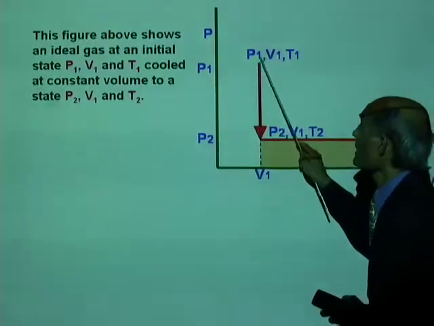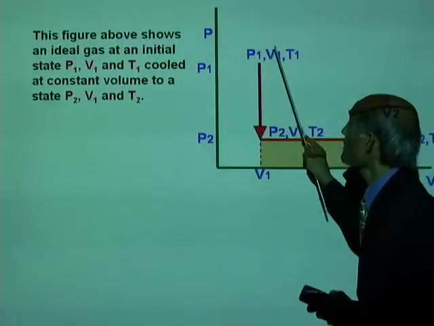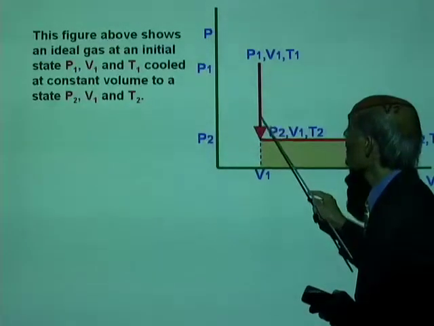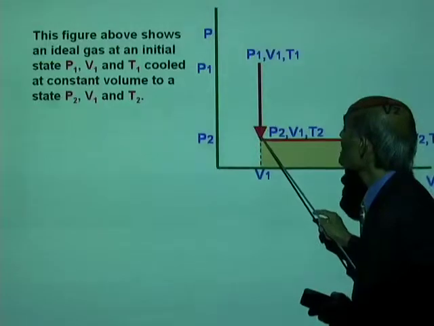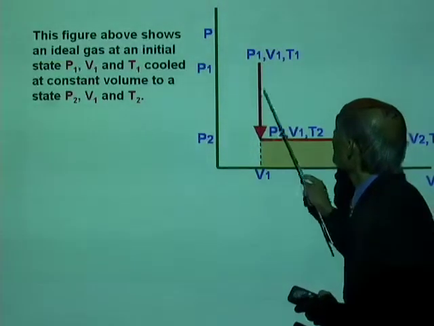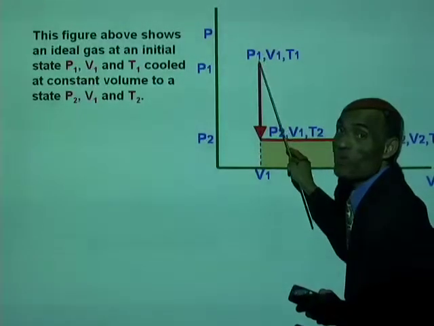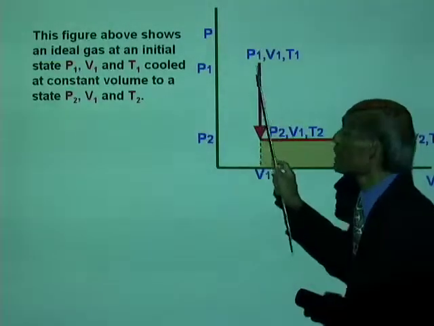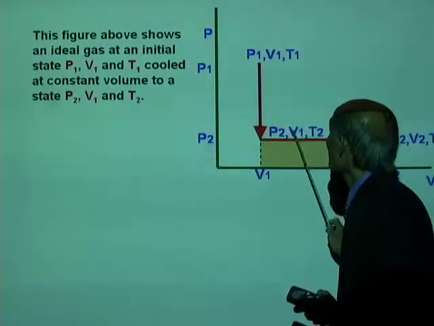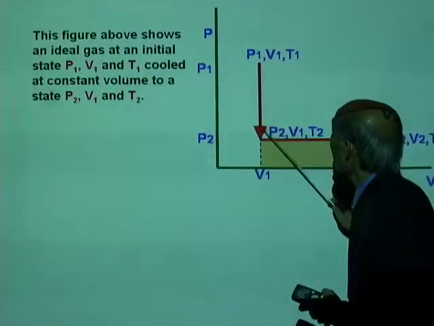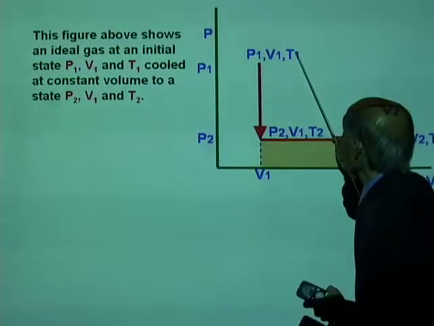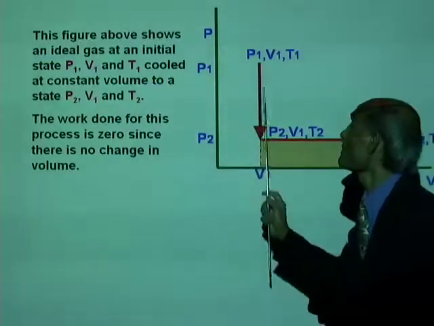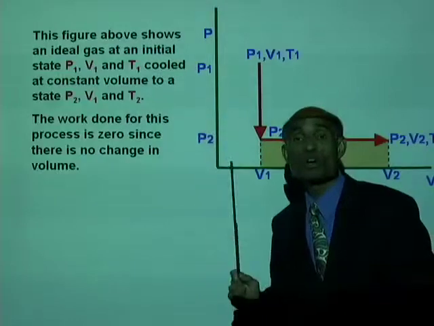Here is another situation. A gas is at an initial state, P1, V1, T1. From this initial state, the gas is cooled at constant volume to P2, V1, T2. Pressure changes from P1 to P2, volume remains a constant, temperature changes from T1 to T2. Tell me, what is the work done during that process? There is no work done. Why? Because there is no change in volume.